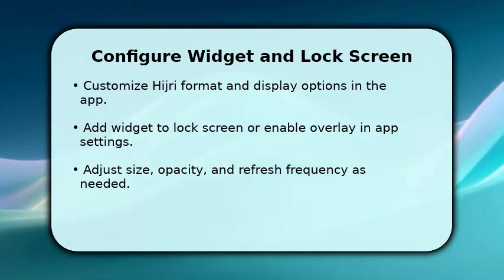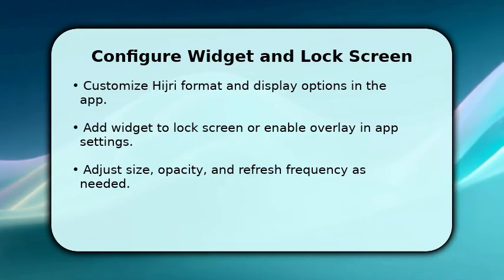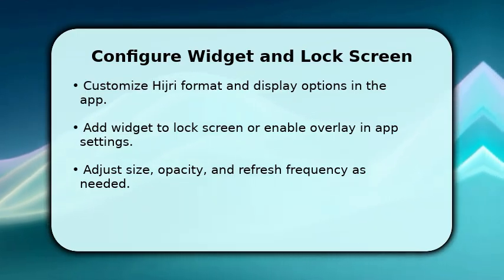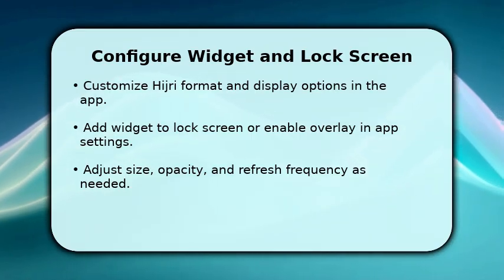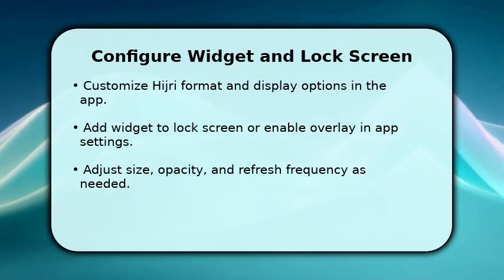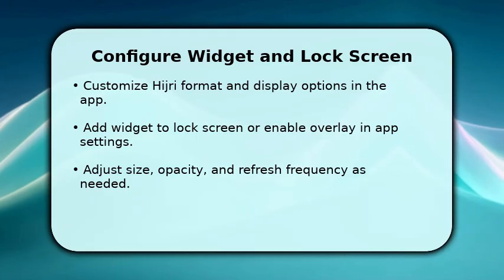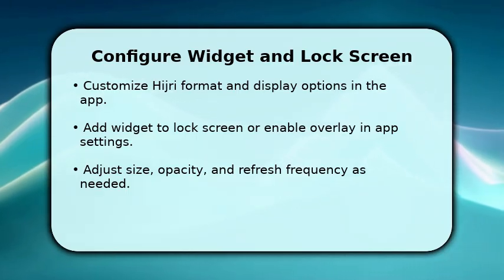Open the Hijri app settings and select the date format, language, and calculation method to ensure accurate dates. Next, long press the lock screen or go to Settings, then Wallpaper and Style, then Lock Screen Widgets, then choose Add Widget and select the Hijri widget.